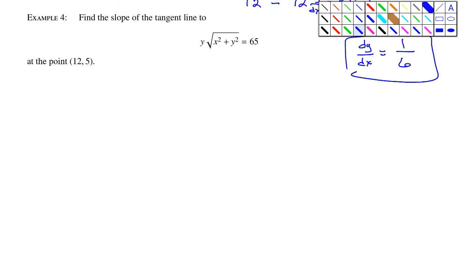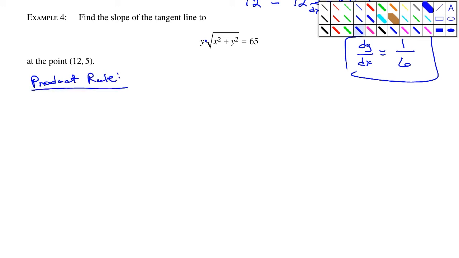Let's look at example number 4. Find the slope of the tangent line to y times the square root of x squared plus y squared is equal to 65 at the point 12, 5. So first thing to notice is that in the equation, we actually have a product. We have y times the square root of x squared plus y squared. So we'll need to use the product rule to take the derivative.